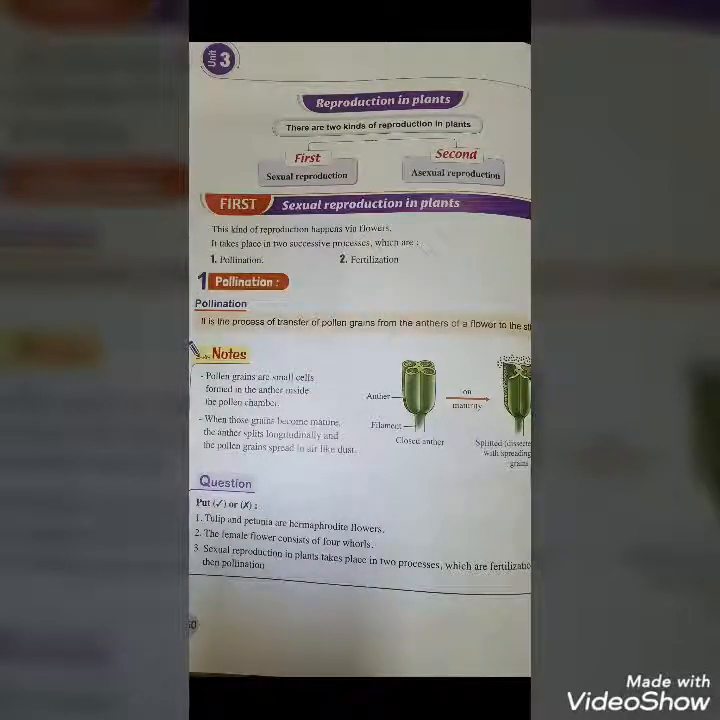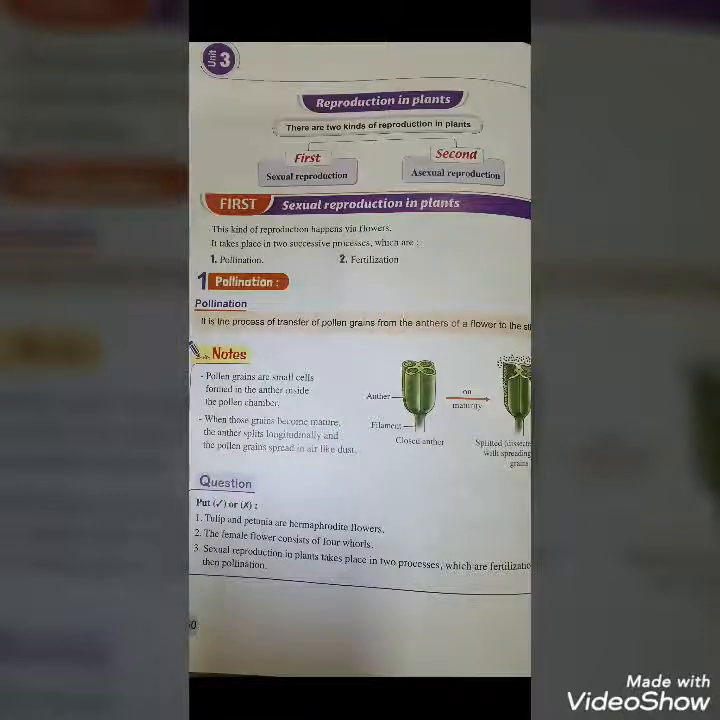When we are talking about sexual reproduction, we are talking about 2 steps. The sexual reproduction occurs in 2 steps. The first step is called pollination, and the second step is called fertilization. So let's start with the first step of sexual reproduction, pollination. We can define pollination as the following.